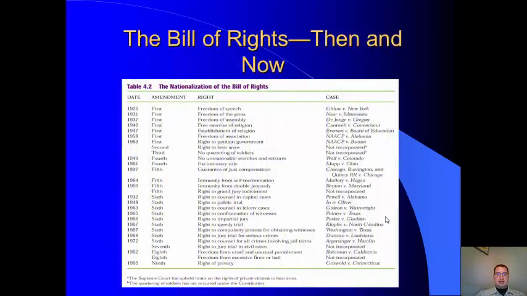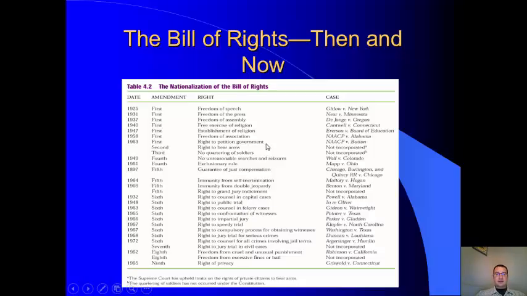And here are the different times and the cases where the doctrine was applied to the states. So as you can see here, the first case applying freedom of speech to the states was in Gitlow in 1925, right? And so these are when the First Amendment, the Second Amendment eventually was incorporated just recently. And we'll get to that. And then here's the Fourth and Fifth Amendment. And as you can see, they were gradually adopted into the states, but not from the very beginning.